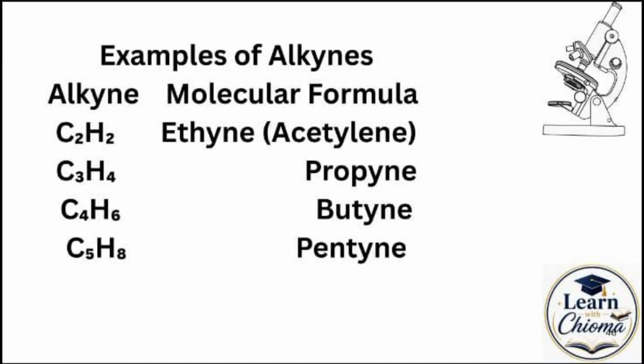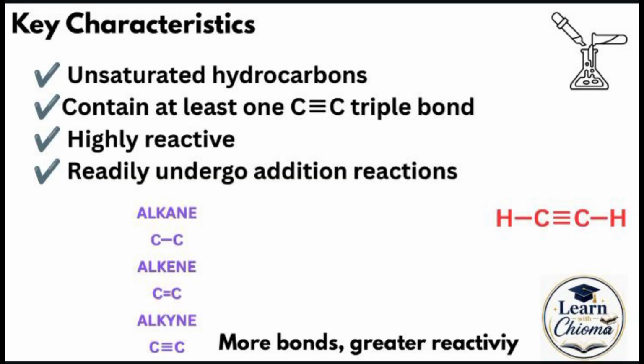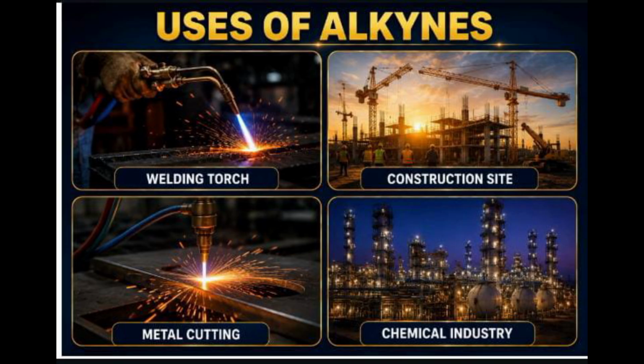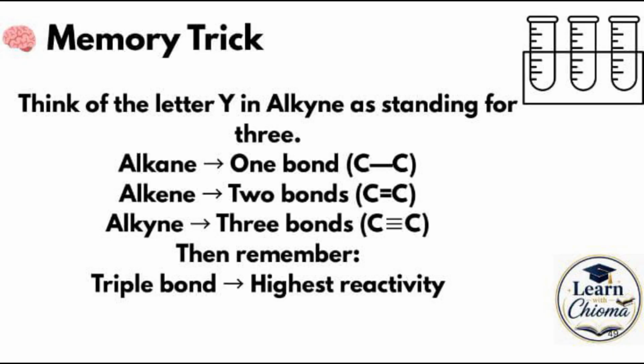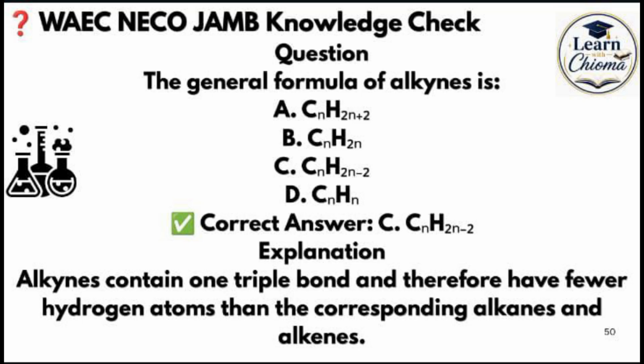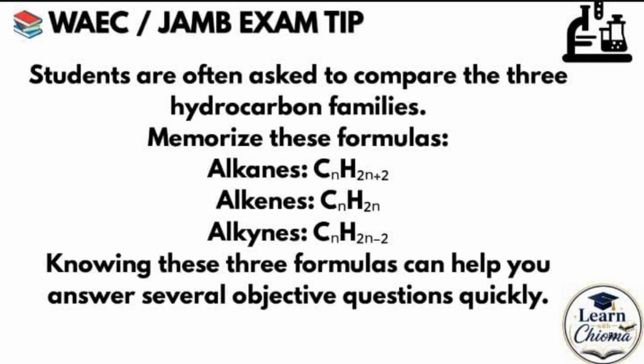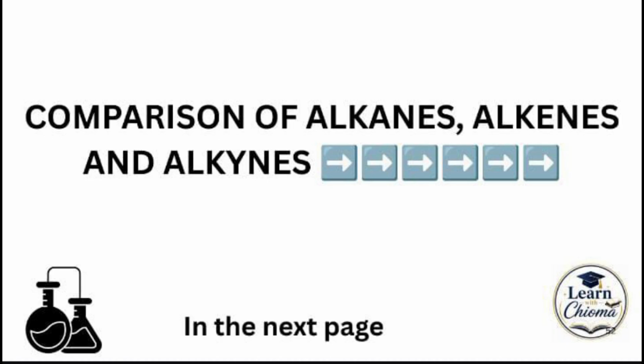Now that we've studied alkanes, alkenes, and alkynes individually, it's time to compare them side by side. This comparison will help you quickly identify their similarities and differences, a skill that's especially useful in WAEC, NECO, and JAMB examinations. Now let's compare the three major families of aliphatic hydrocarbons.